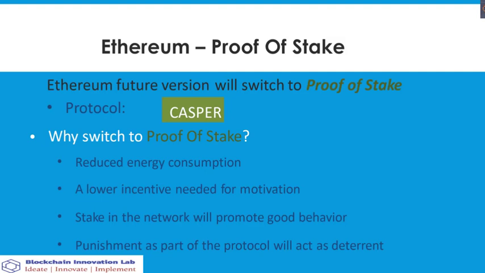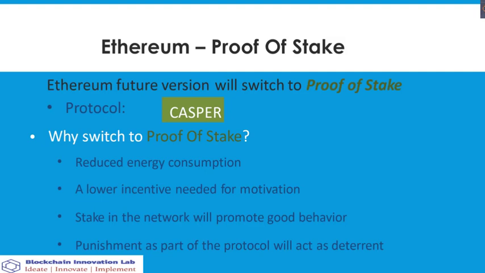Stake in the network will promote good behavior. Overall, node-to-node communication is quite seamless. You don't need to depend on humans to do your work, and machines are much more intelligent. If we streamline that in a better way, it will take care of itself. We need to make things more efficient and leave it, and things will start working out. Stake in the network will promote good behavior, and punishment as part of the protocol will act as a deterrent.